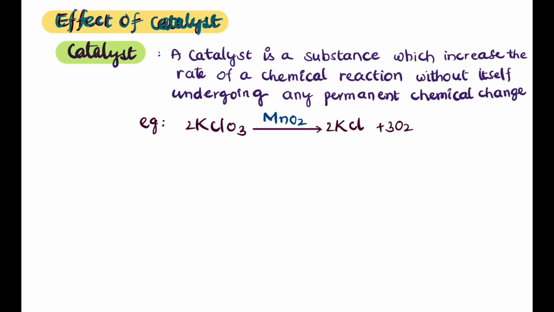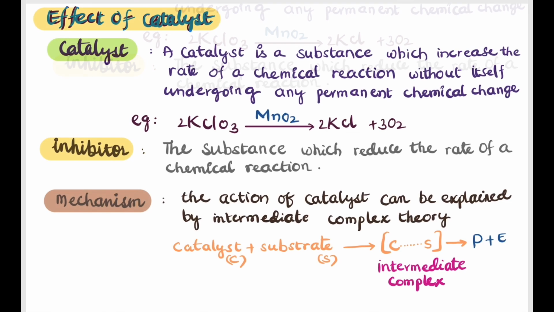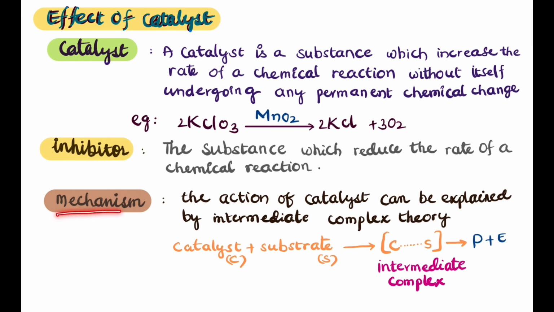KClO3 is converted into KCl plus 3O2. Here MnO2, manganese dioxide, acts as a catalyst. Another substance is the inhibitor, a substance which reduces the rate of a chemical reaction. Any substance which reduces the rate of chemical reaction is called an inhibitor, which increases the activation energy and reduces the rate of reaction.